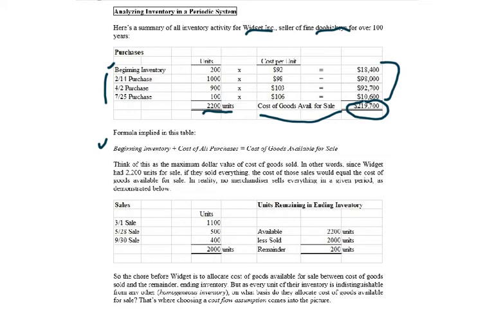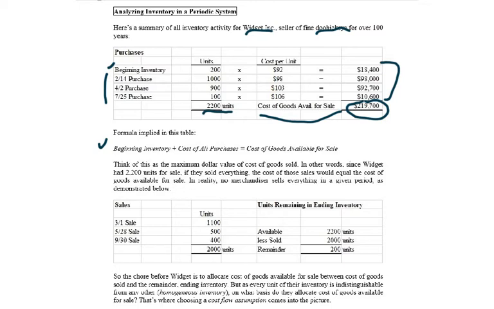So in other words, if you sold all 2,200 units, the cost of goods sold for the period would be 219.7. That's not debatable. Why? Because they didn't have 2,201 units available. They did not have that additional 1 unit. So once they sold 2,200 units, if that happened, the cost of those units total would be 219.7.